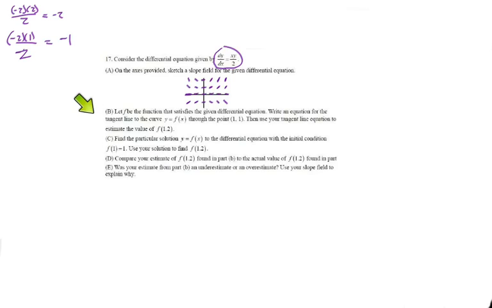But now let's read the complicated things. This says, let f be a function that satisfies the given differential equation. You know what that means? The only thing that means is this is the derivative of f. That's all you need to care about. Okay, this is the derivative of f. Okay, write an equation for the tangent line.